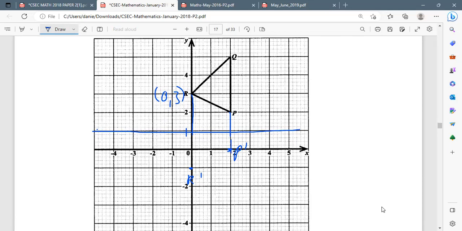And let's see Q. Q is 1, 2, 3, 4 blocks away from the mirror line. So if I reflect on the next side, 1, 2, 3, 4, it'll be right here. And everything is done, so this will be Q prime. So since everything is done, I could just connect the dots.